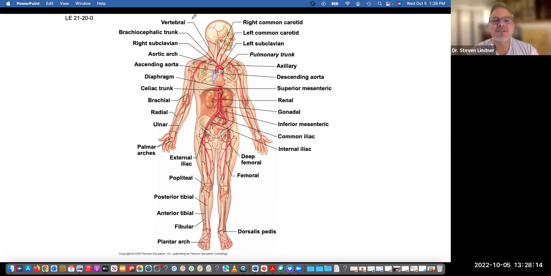Okay, so we're going to break it up into different sections, right? We'll break it up into the head, then we'll break it up into the arm, and then we'll break it up into the trunk, and then we'll break it up into lower extremity, and this will help us understand it a little bit easier by breaking it down.